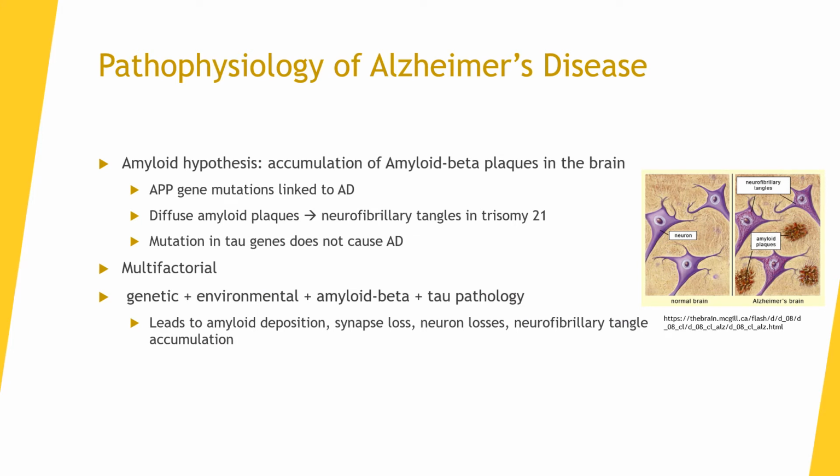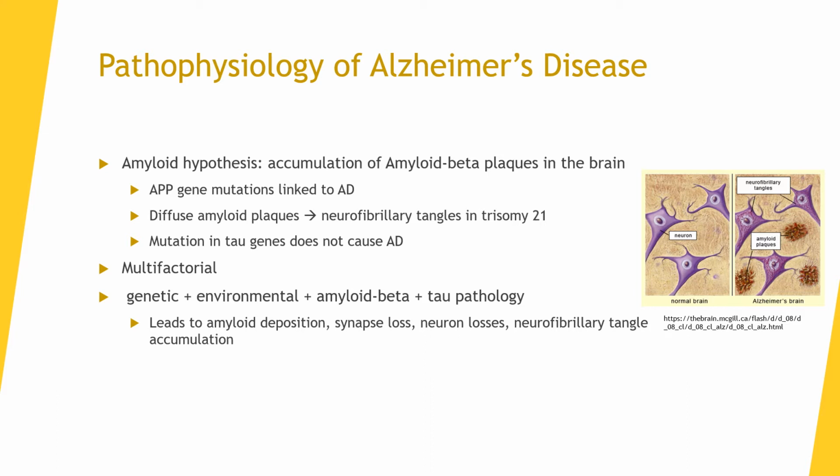There are a few hypotheses for the pathophysiology of Alzheimer's disease. This disease is still mysterious in terms of research, and further elucidation in the labs and the clinic is required to better understand Alzheimer's. One of those theories, called the amyloid hypothesis, suggests that accumulation of amyloid beta plaques in the brain contributes to Alzheimer's disease.